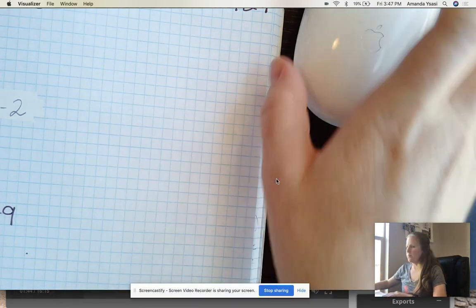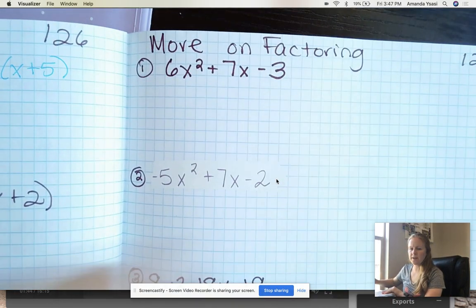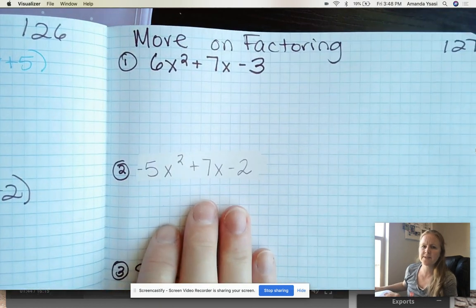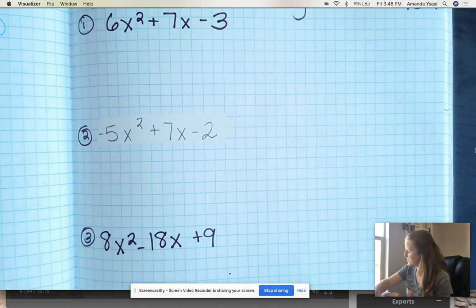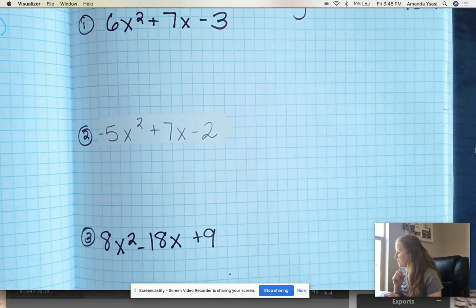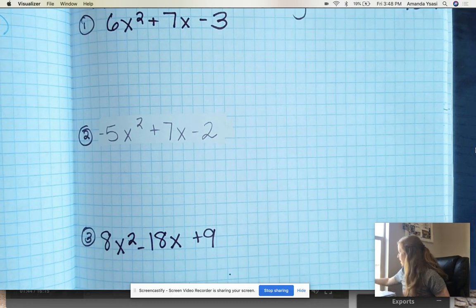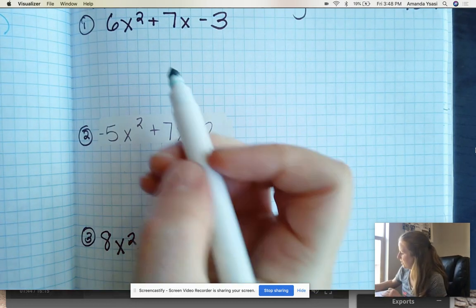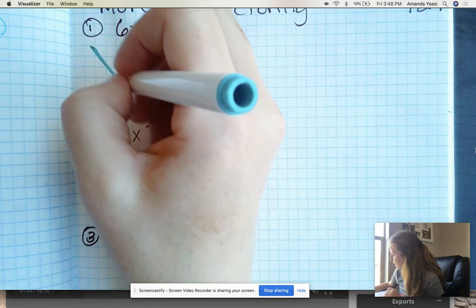Hey, let's do some more factoring. So here are some examples. Let's look and see what we have here: 6x squared plus 7x minus 3. We can't factor anything out, so we need to do the x box.